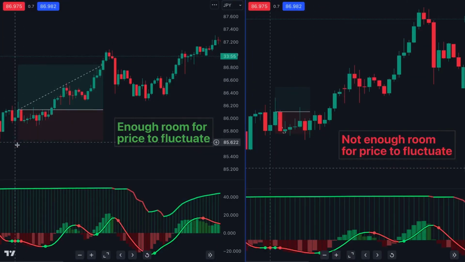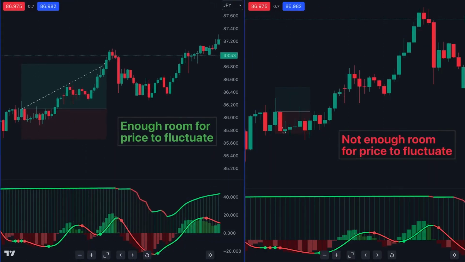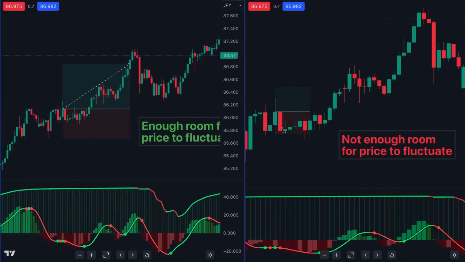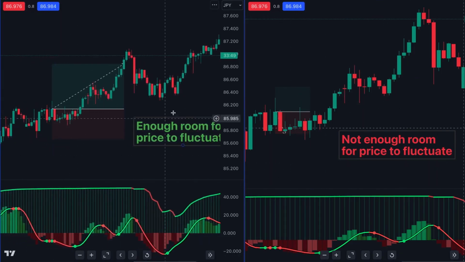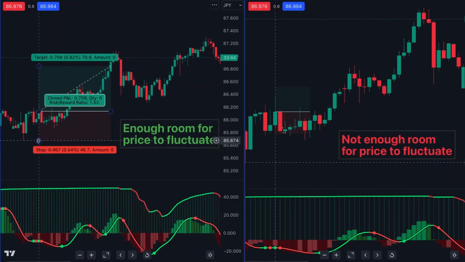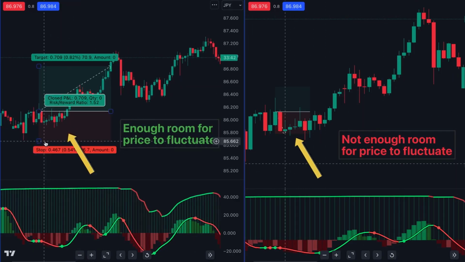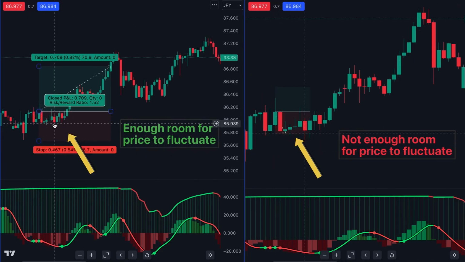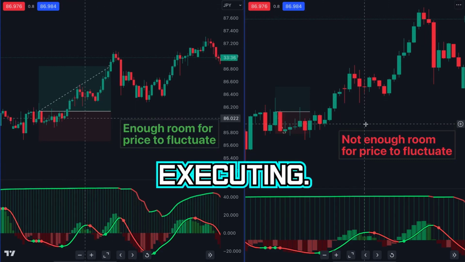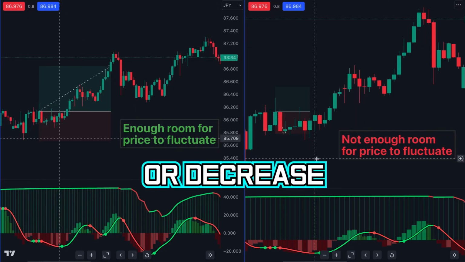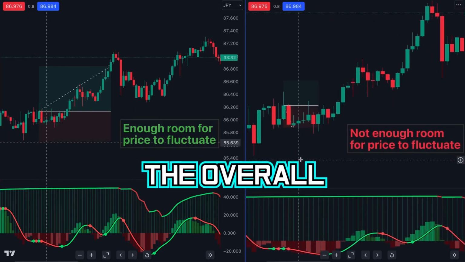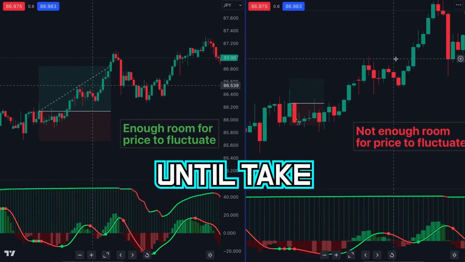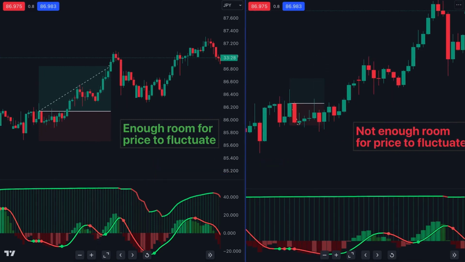Regarding our stops, the reason we want to keep stops below or above swing points is because with this kind of strategy we are trading the direction of the longer-term trend and trying to find the optimal point for entry, so upon entry price might fluctuate before moving, so we don't want our stops too close to our entry as we need to allow the trade room to breathe. Before executing, we also want to increase or decrease our risk depending on how strong the overall trend is and holding our trades until take profit or stop loss.